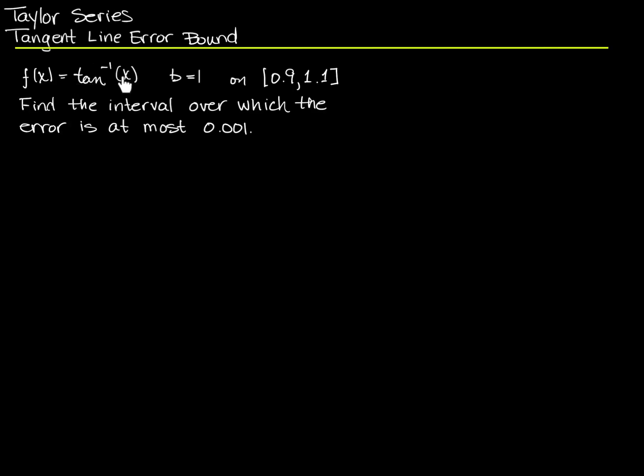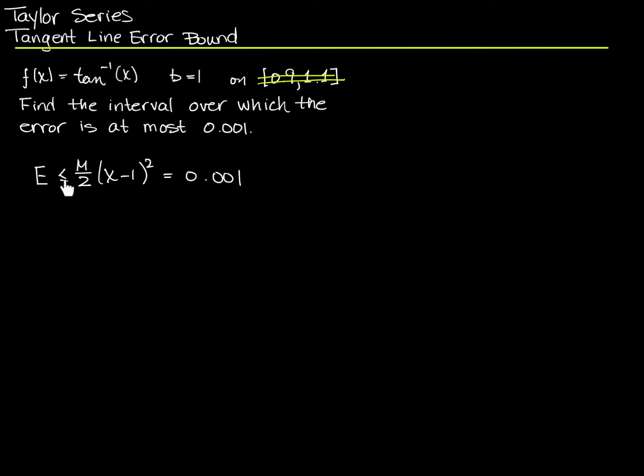Okay, so for the same function and for the same center value, but not for the same interval, in fact, let's cross that out. We want to find the interval over which the error is at most 0.001. We have a formula, if you will, for error. It's m over 2 times x minus 1 quantity squared. And in this case, we want that formula, that value, to be equal to 0.001 so that the error is less than that.